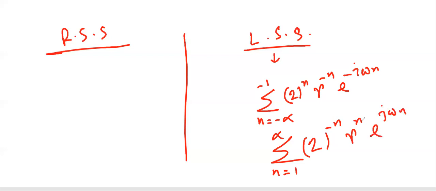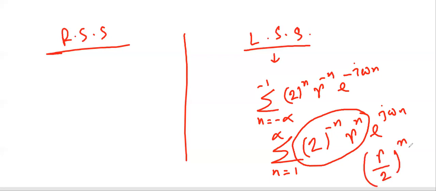So in that case, what would be the notation? It will be r divided by 2. So we can write r divided by 2, whole to the power n. Now, for which value of r is this stable? Definitely, r should be less than 2 to make the system stable. So that shows that it is the interior.